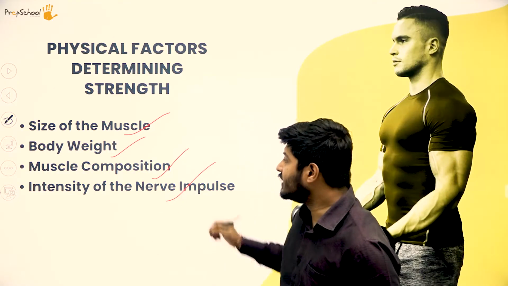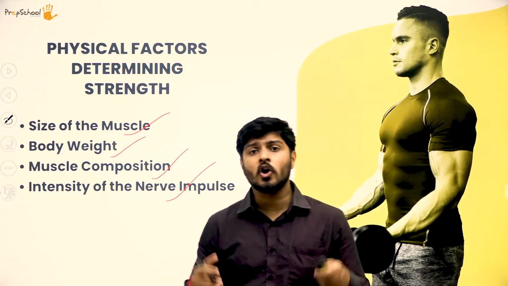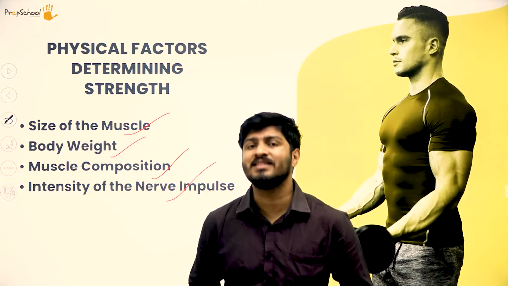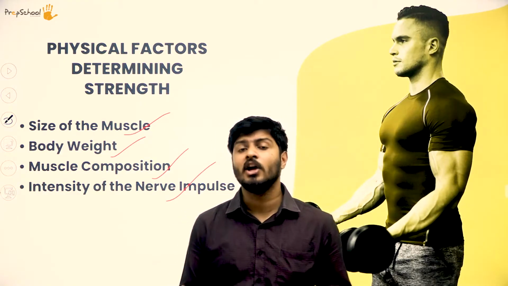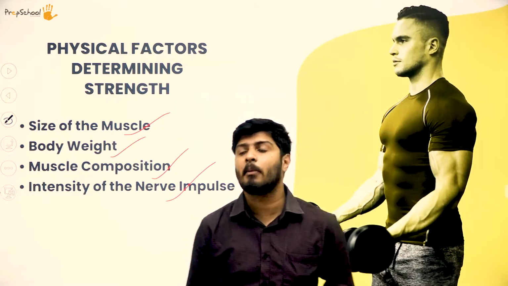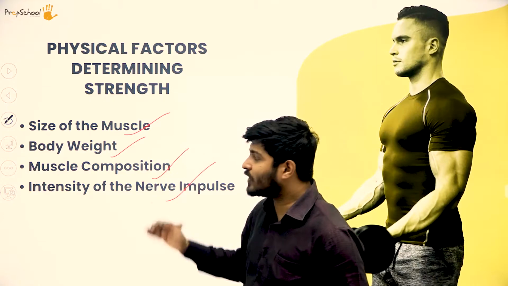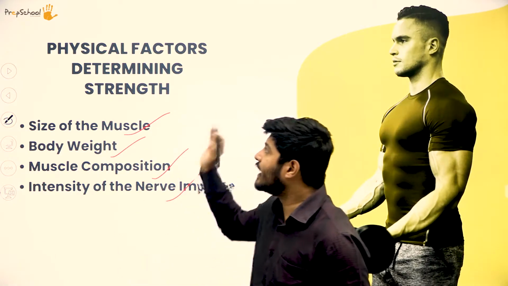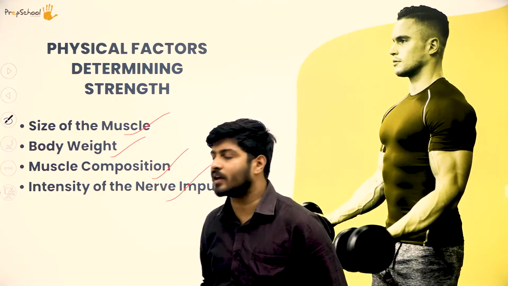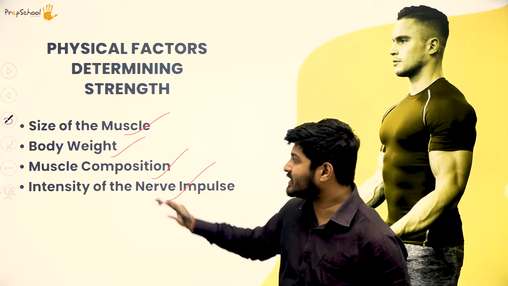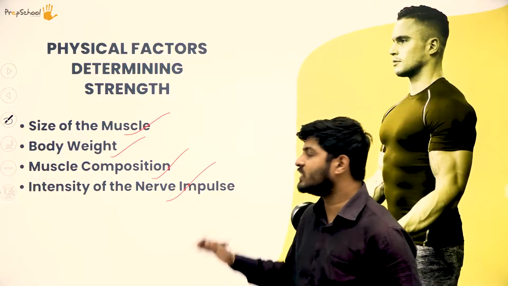Now we have the intensity of the nerve impulse. Now we are talking about neuromuscular coordination. How fast does your body react to a particular thing? How fast does your muscle react? Your reflex, that is what we are talking about when you talk about nerve impulse. So we have 4 different factors that are responsible for determining strength. First we have size of the muscle, then we have body weight, then we have muscle composition, and then we have intensity of nerve impulse.